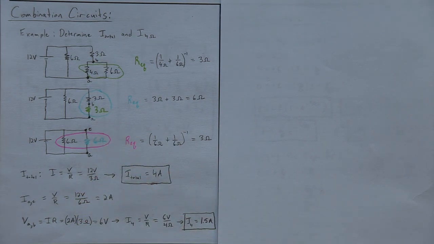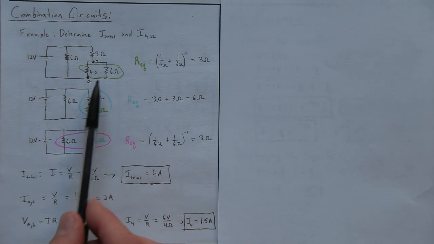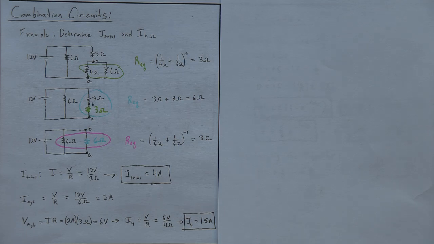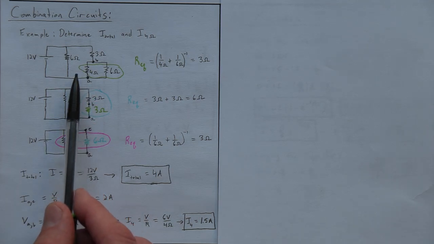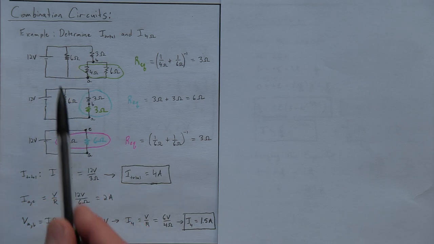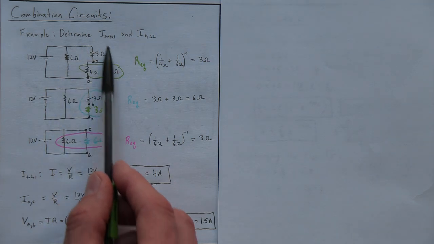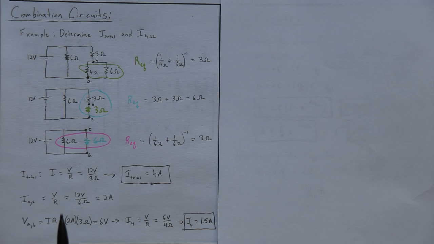What I want to do is calculate first the total current coming out of the battery and then the current only in the 4 ohm. So what I first have to do is simplify this circuit and get it down to just one resistor. I know the resistance the battery feels of all of these. All of these together act as one equivalent resistance. That's what I'm looking for.